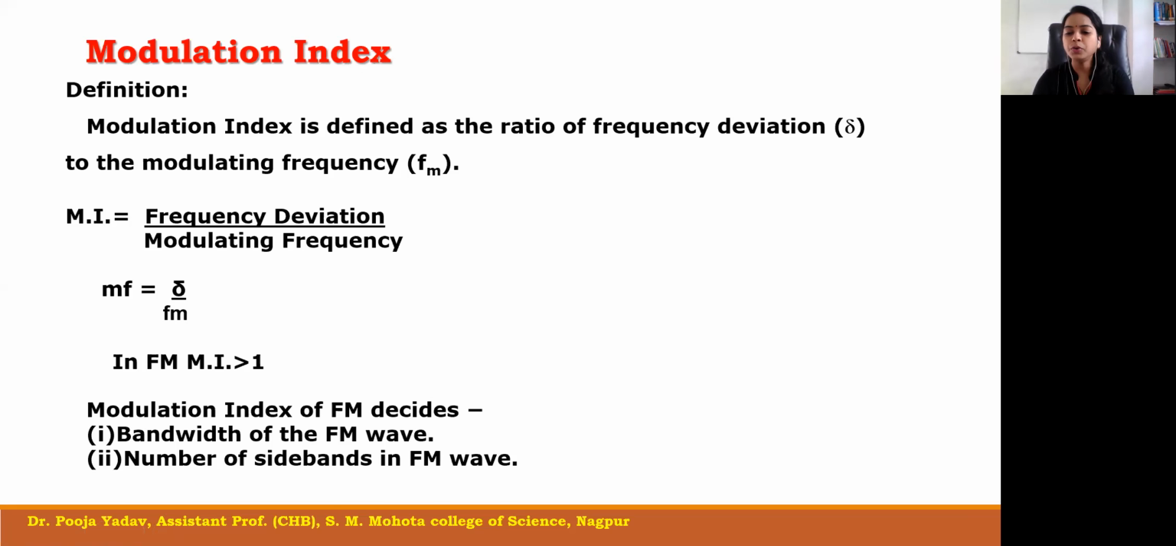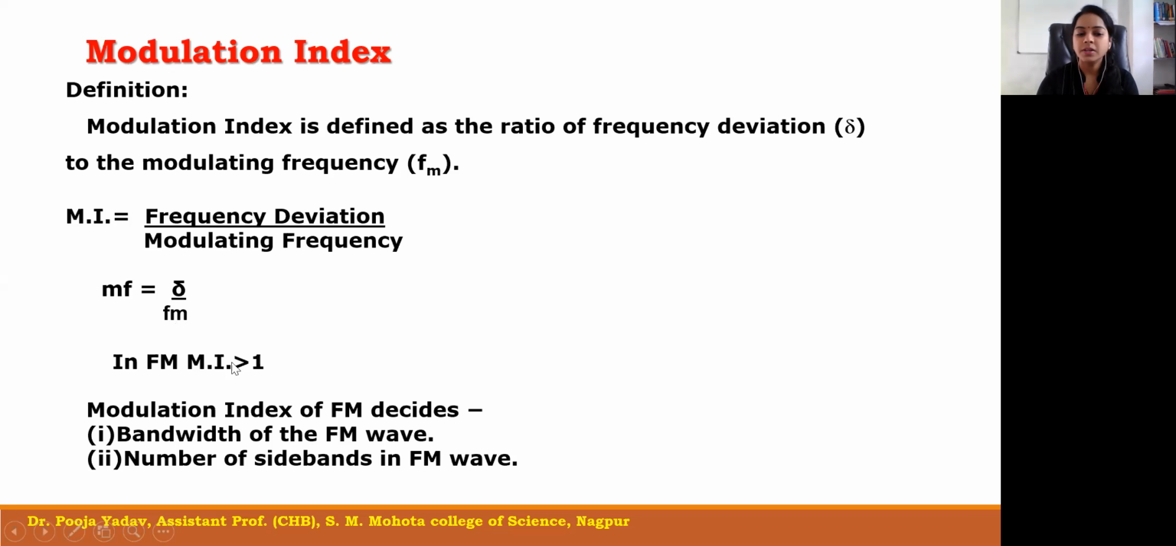Okay, in amplitude modulation what was happening, we were changing the amplitudes of the carrier frequency. Here what we are doing, we are changing the frequency of the carrier. So the deviation is important. Frequency deviation means what is the original frequency and to what extent we are deviating. Is it okay? So this is defined as frequency deviation divided by modulating frequency.